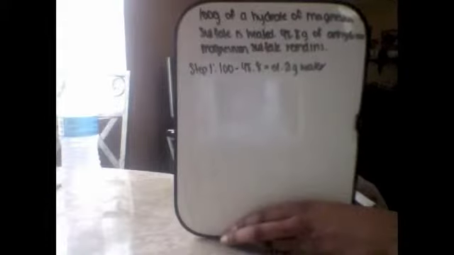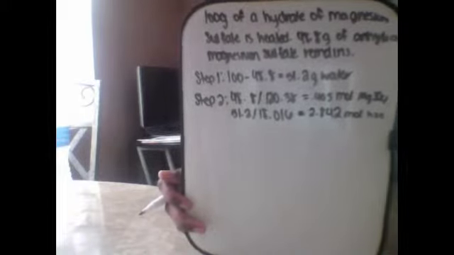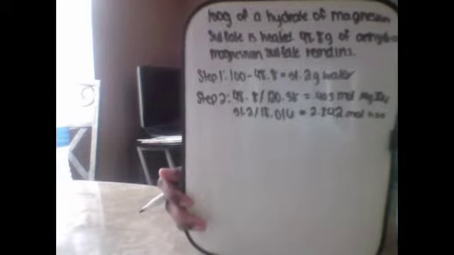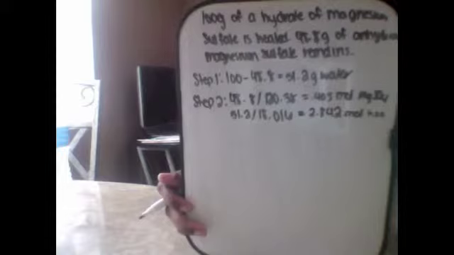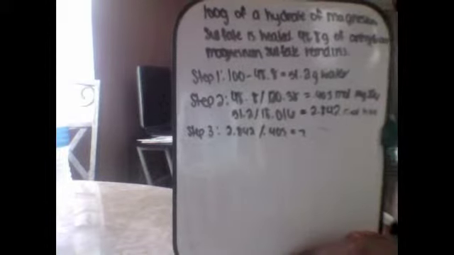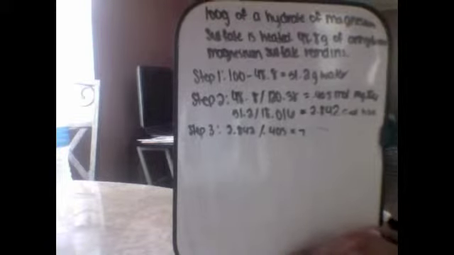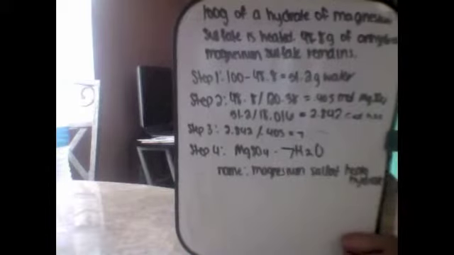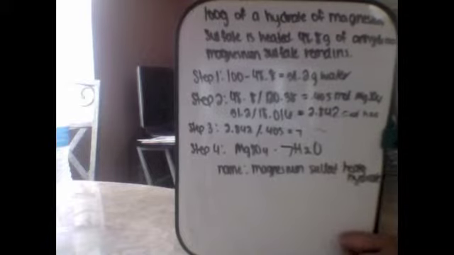So first I subtracted the anhydrous from the hydrate, which is 100 minus 48.8, and you get 51.2 grams water. Step 2, to change the mass to moles, I divided 48.8 by 120.38 because 120.38 is the mass of magnesium sulfate. And 51.2 divided by 18.016. I divided 2.842 by 0.405, and you get 7. And 7 is going to be the prefix, and you get MgSO4 times 7H2O. So the name for this would be magnesium sulfate heptahydrate.